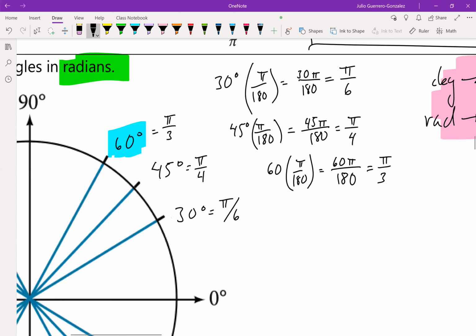And let me go ahead and just do 90 degrees now that we're here. 90 times pi over 180 is pi over 2. So this is equal to pi over 2. So there we are.